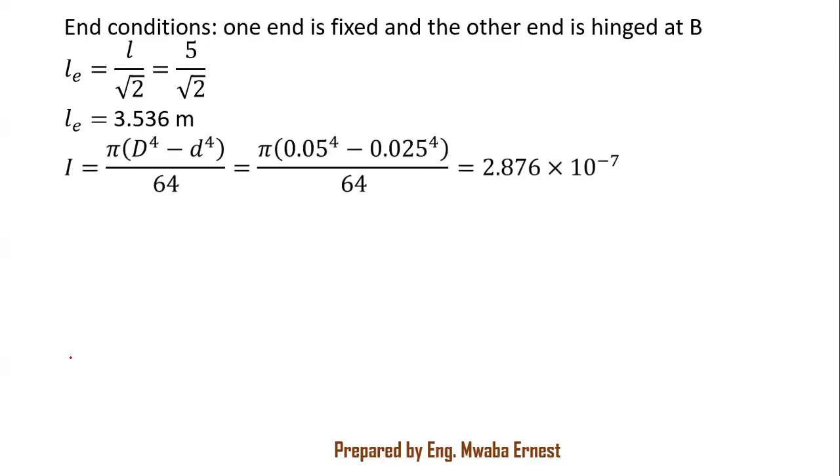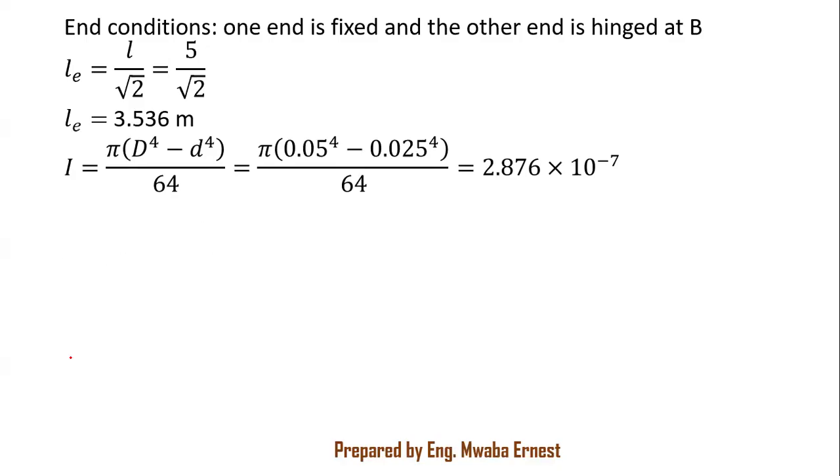Now, one end is fixed and the other end is hinged. With such a condition, we talk about the equivalent length, which is L over root 2. Since we know that our length was 5 meters, it is 5 over root 2, and we get 3.536 meters as our equivalent length. Then the next thing we calculate is the moment of inertia.